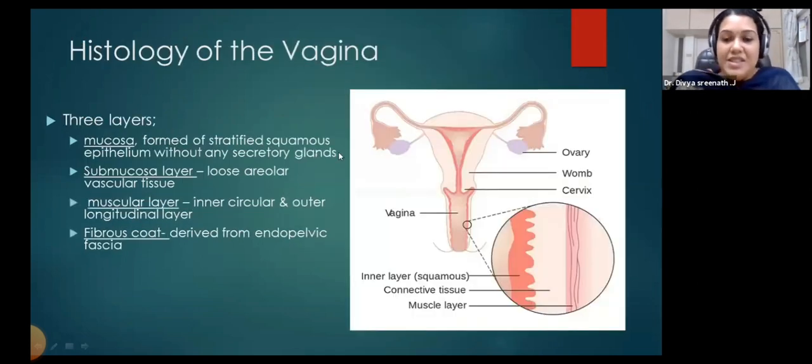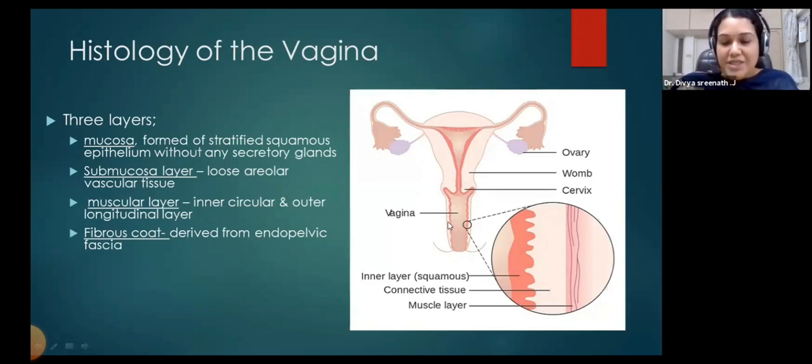Another thing, we'll move to histology of the vagina. The vagina has mainly three layers: the mucosal layer, the submucosal layer, and the muscular layer. The muscular layer has inner circular fibers and outer longitudinal fibers. And another thing is a fibrous coat, which is formed by the condensation of the endopelvic fascia. There are so many fascias here. From the condensation of the endopelvic fascia, it gives a fibrous structure.